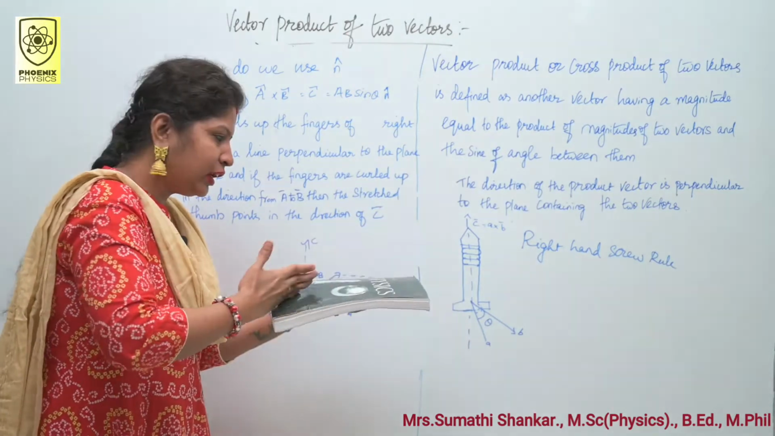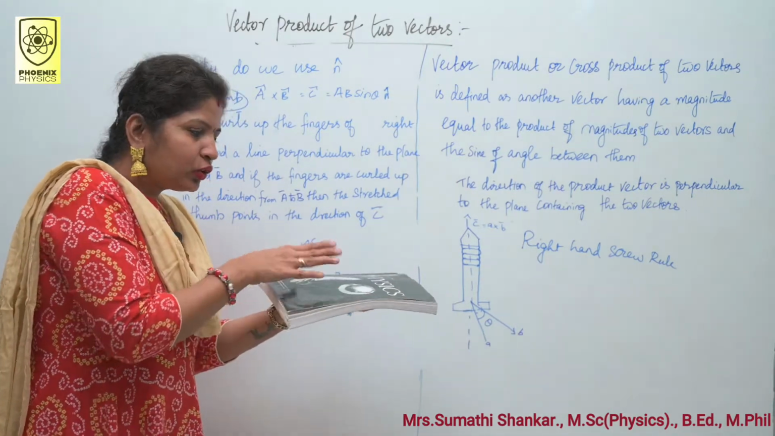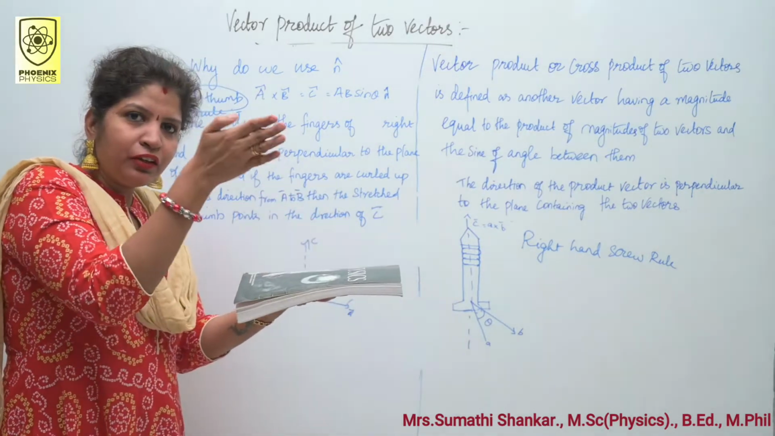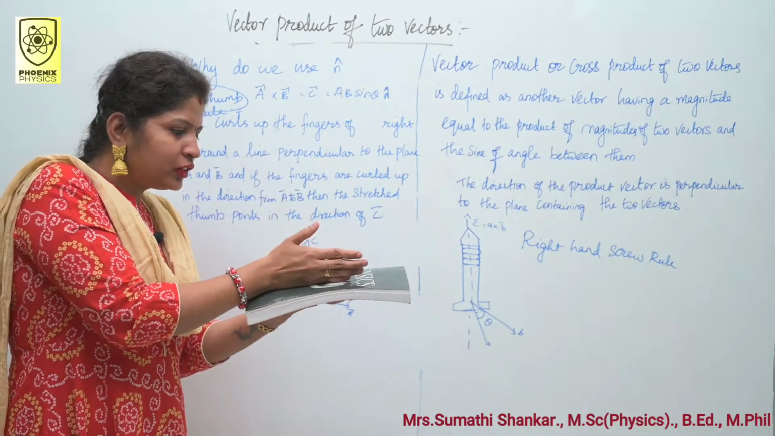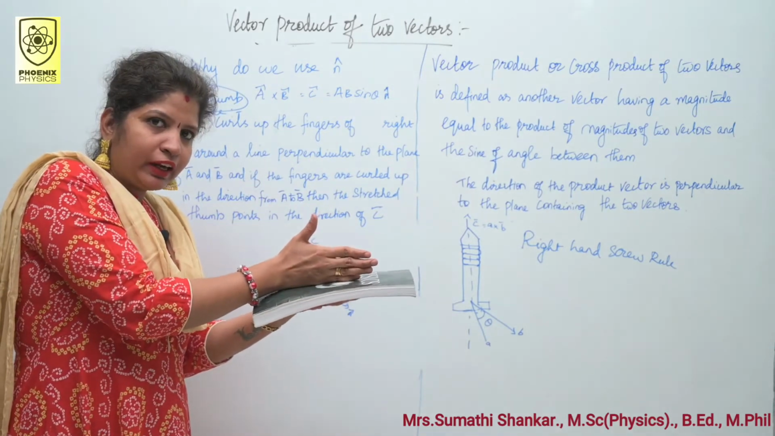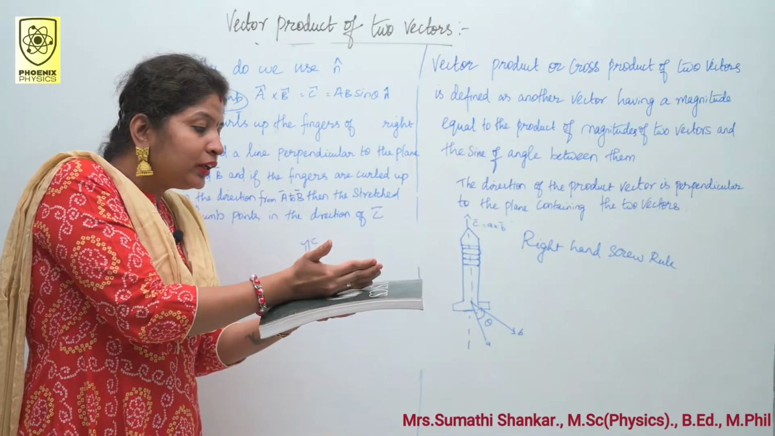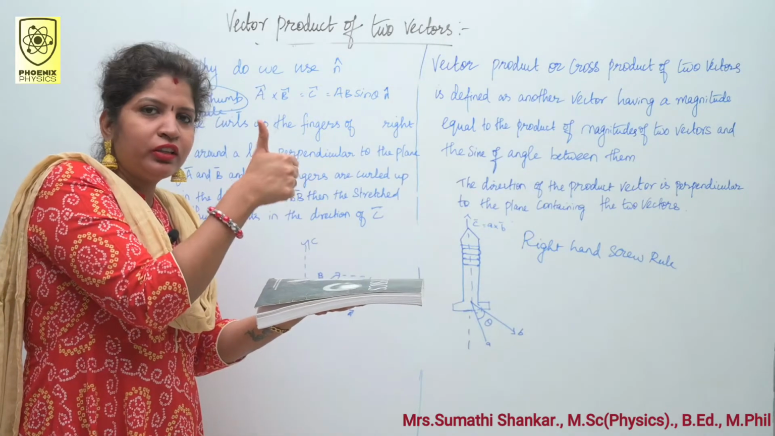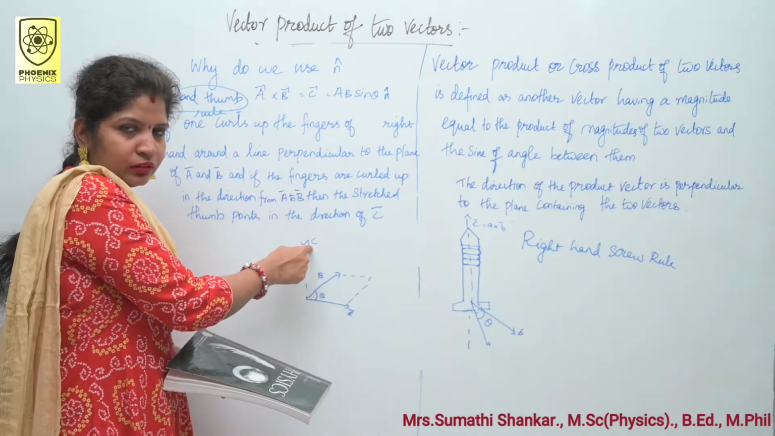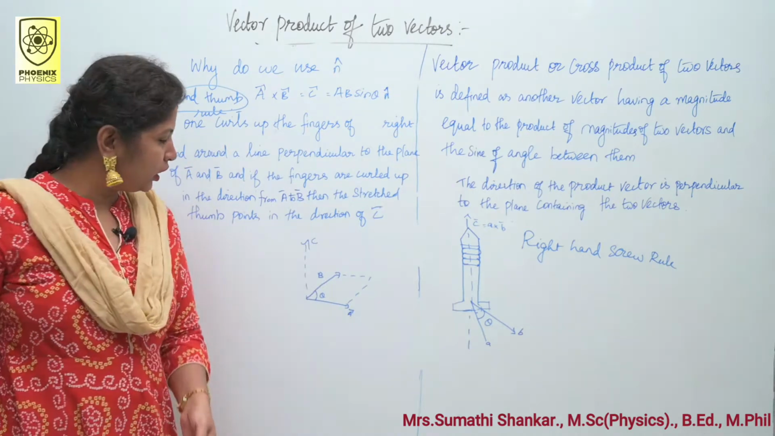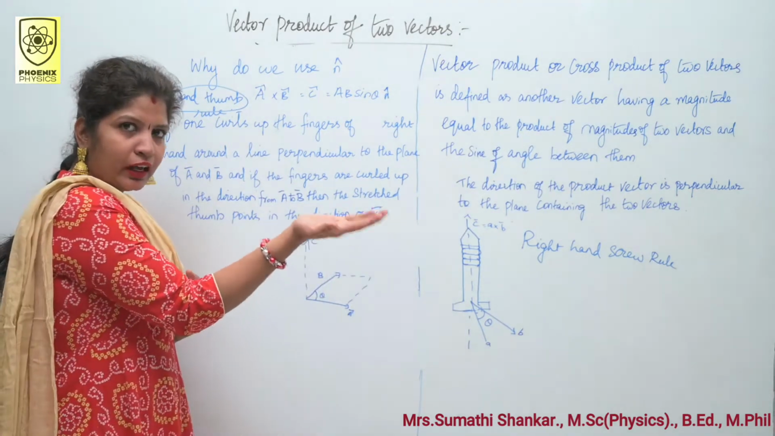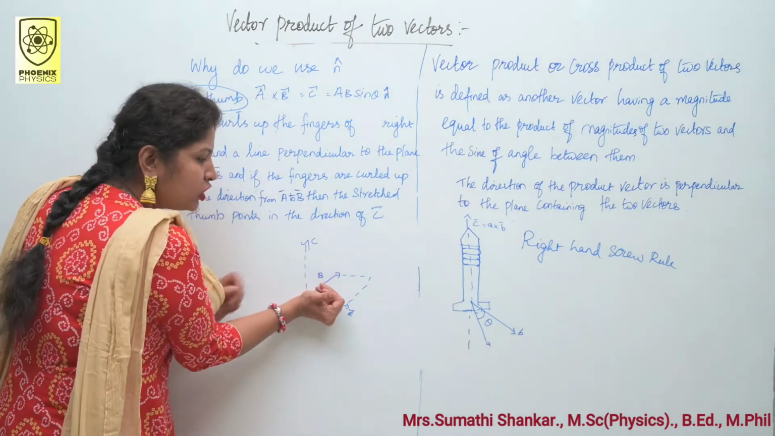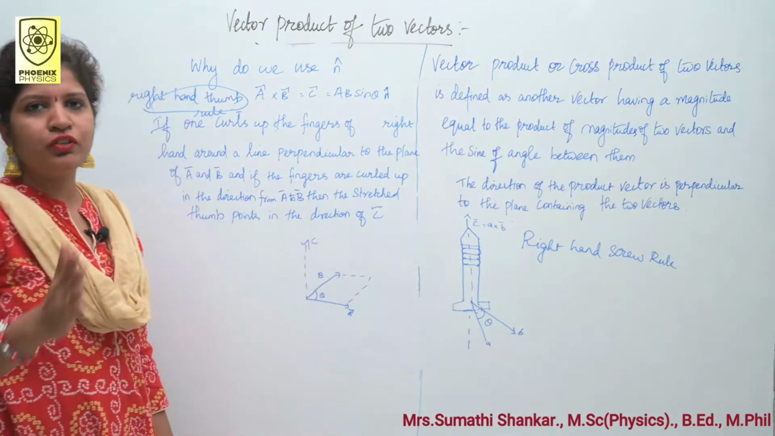So this is my A vector and this is my B vector. Imagine like this, in this plane I have two vectors A and B. I am keeping the right hand fingers perpendicular to the plane like this. Now you curl up your fingers. Then the stretched thumb points in the direction of the C vector. Simply we can say, open up your right hand palm, curl the fingers from A to B, then the stretched thumb points in the direction of C vector.